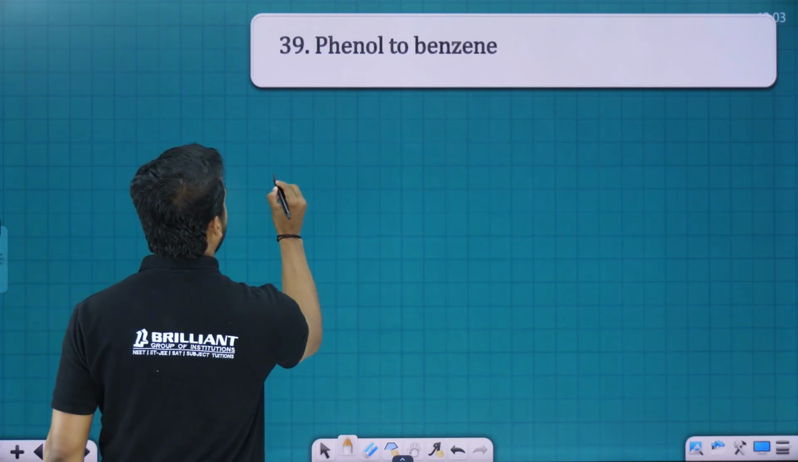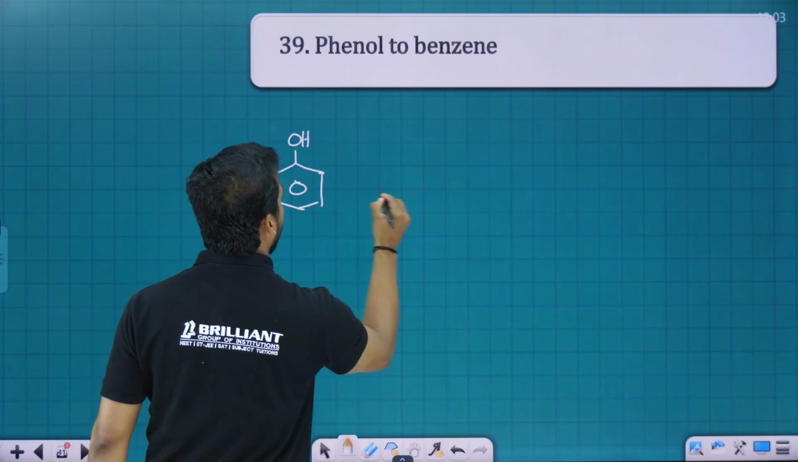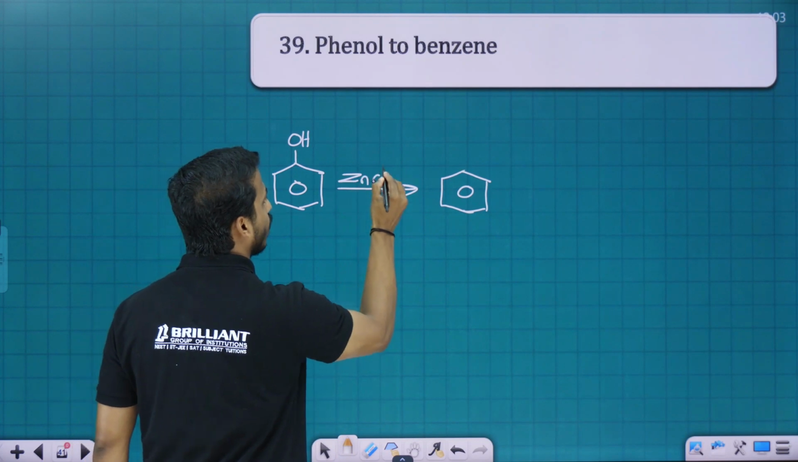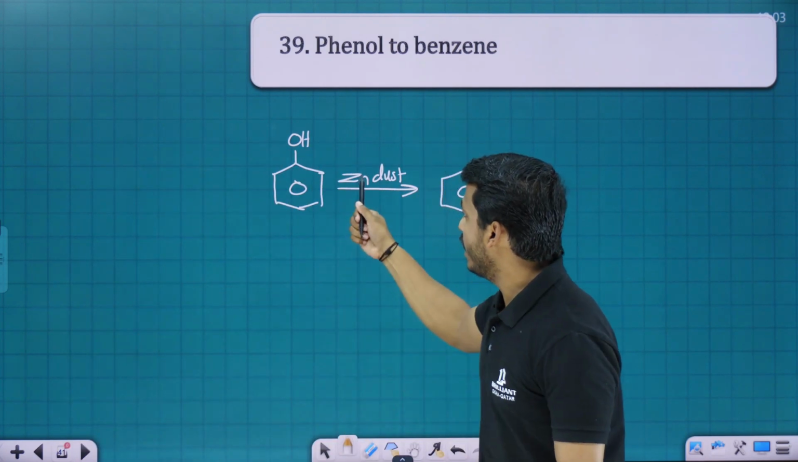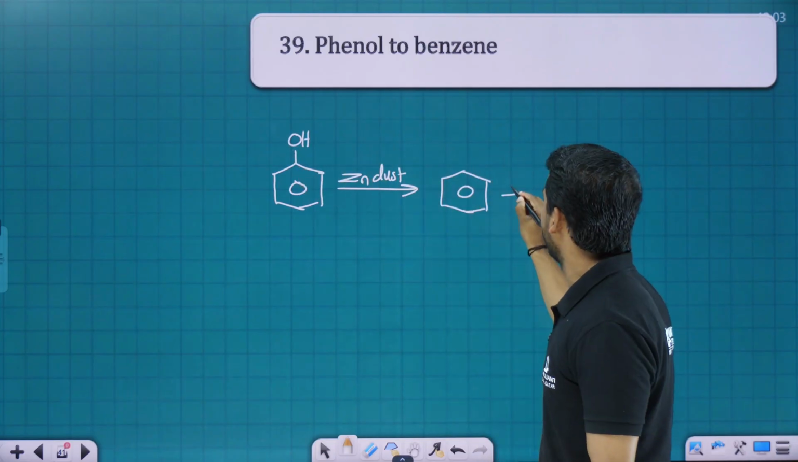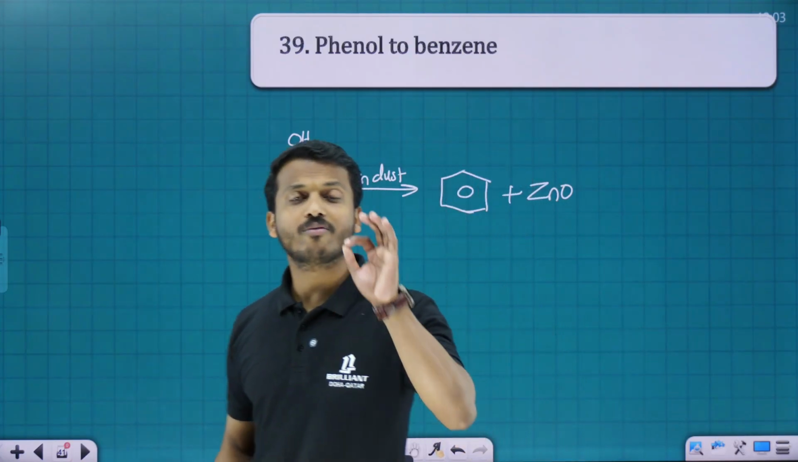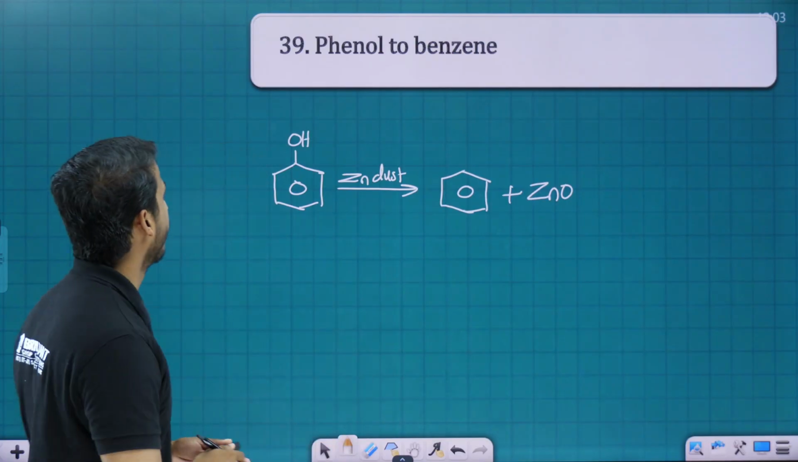Next one. How will you convert phenol? What is phenol, my dear? Benzene with OH, right? How do you convert phenol to benzene? We studied this. Treat with zinc dust. It is reduction. Zinc takes this oxygen out, so you get ZnO. What is left? Benzene. If you want to convert phenol to benzene, just treat it with zinc dust. Ready. Next one.